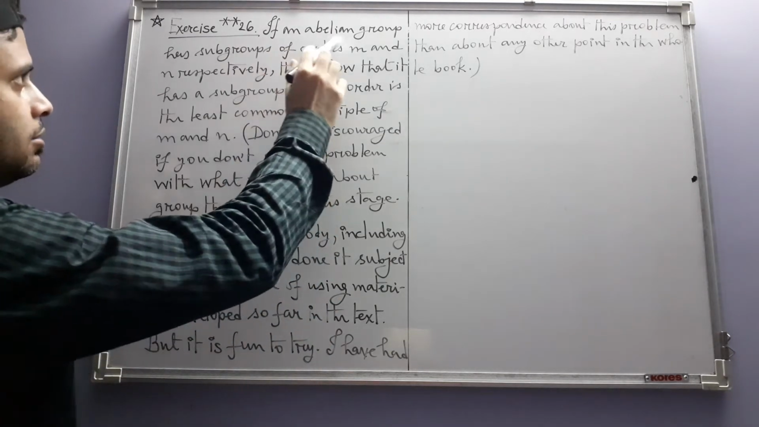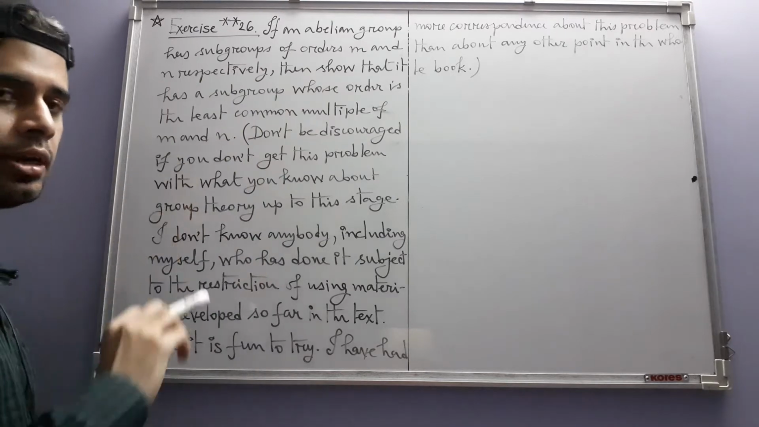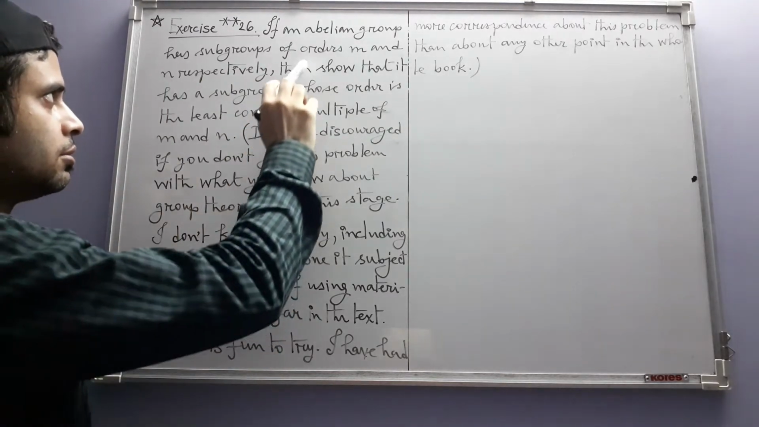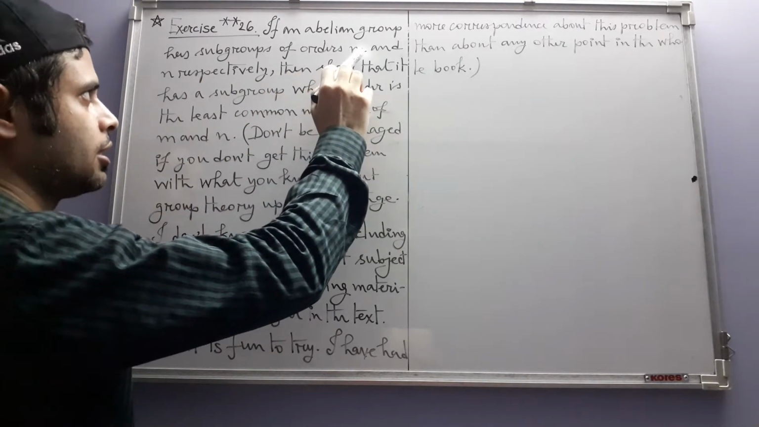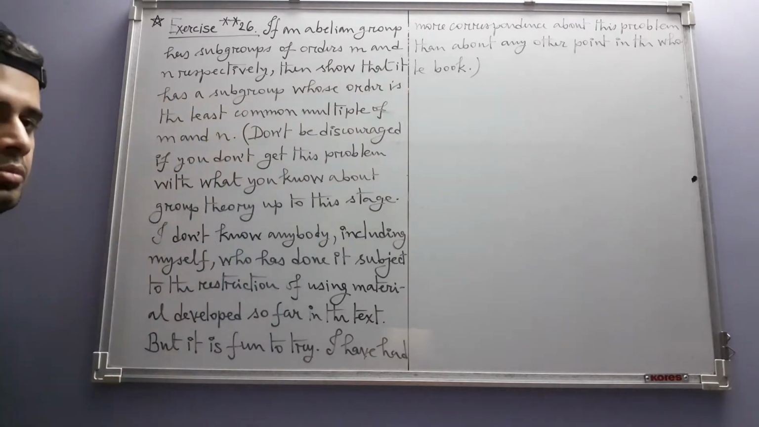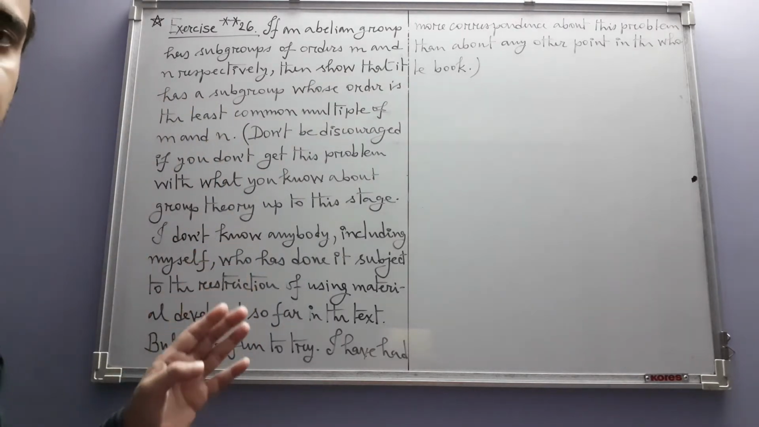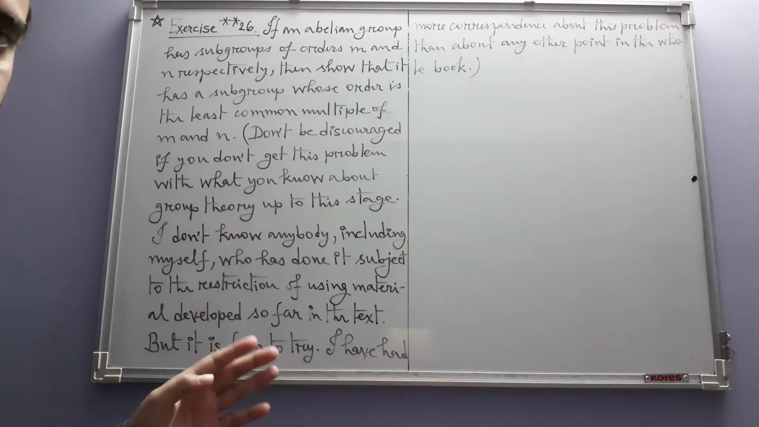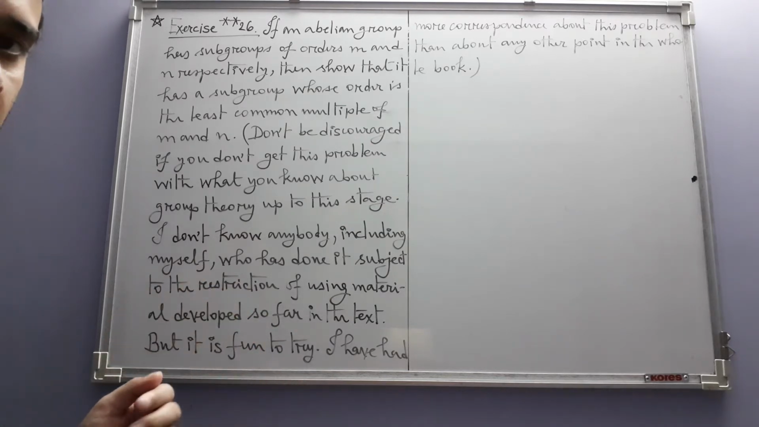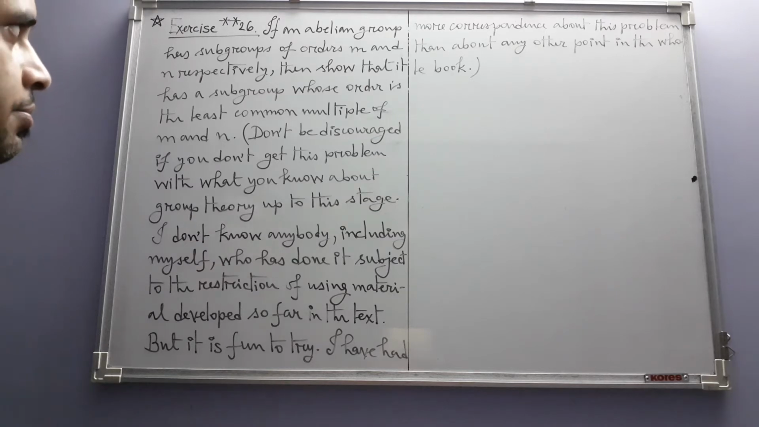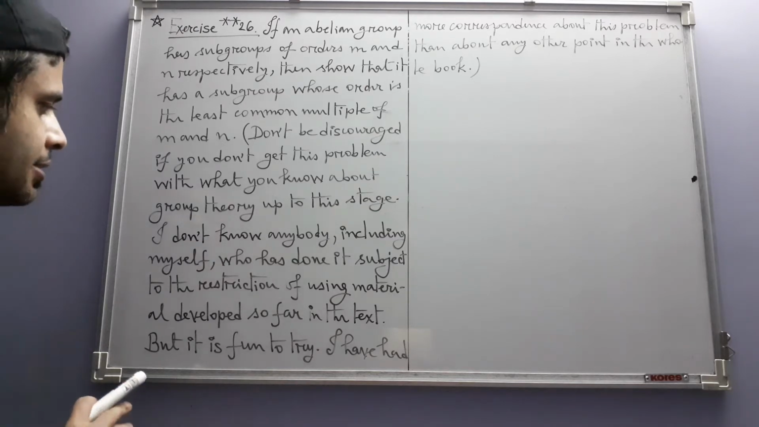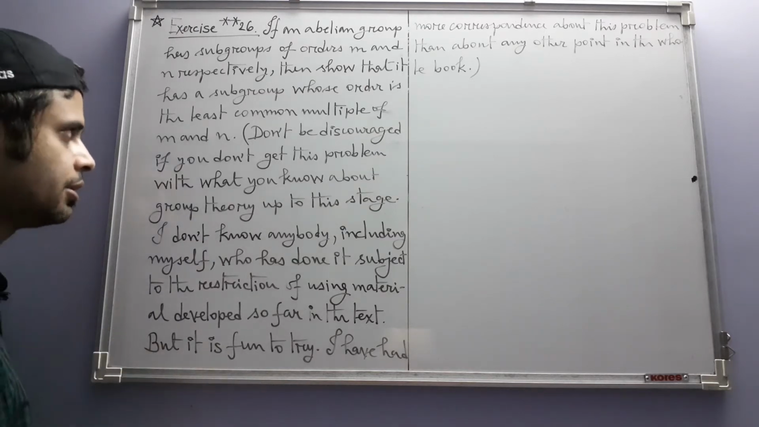We are given an abelian group which has 2 subgroups of orders m and n respectively. We then have to prove that the abelian group also has a subgroup whose order is the least common multiple of m and n. Now, what Herstein has to say about this problem is also interesting.